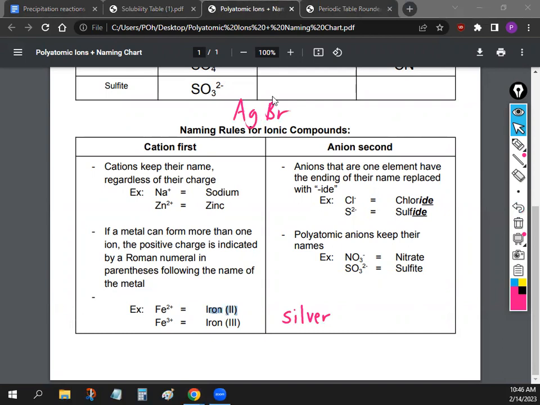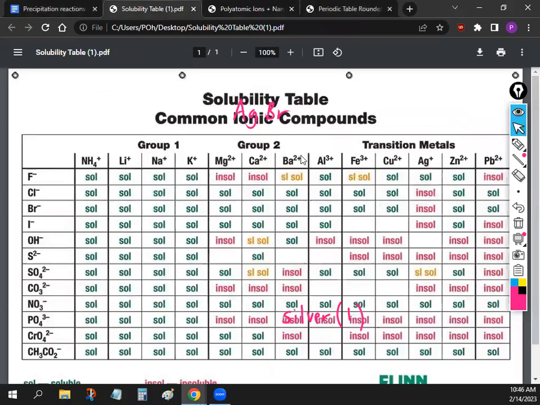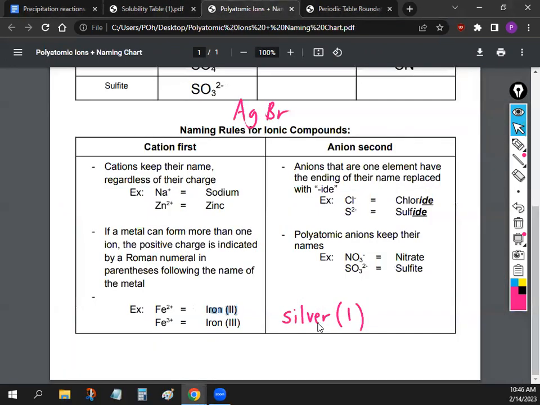So for AgBr, what was the positive charge that it had? Anyone remember? Yeah, it was positive 1. So since it's positive 1, we're going to do parentheses 1, and that's going to be for the cation. It's going to be silver(I). And again, it's because, if you remember from the solubility table, silver was positive 1. This is the silver that we used. So that's why we write silver(I).